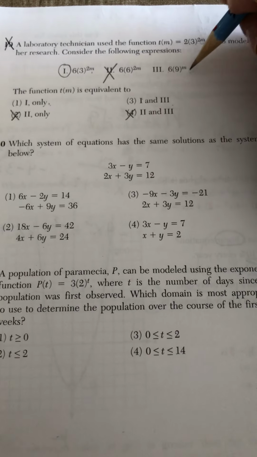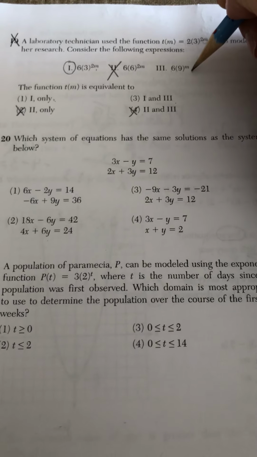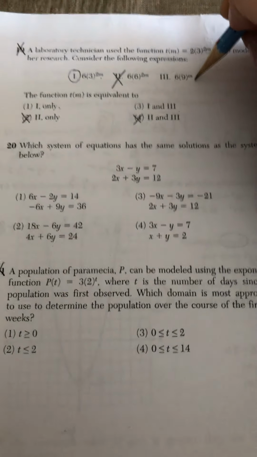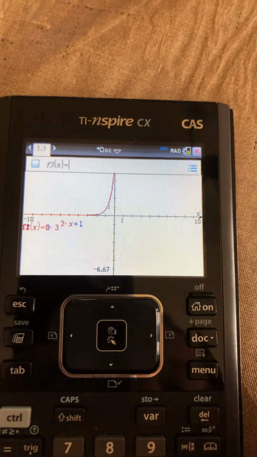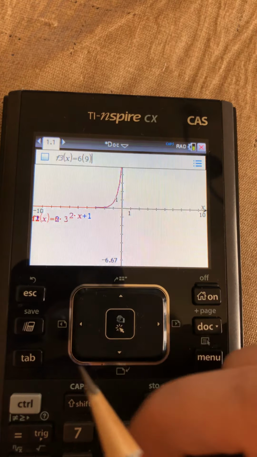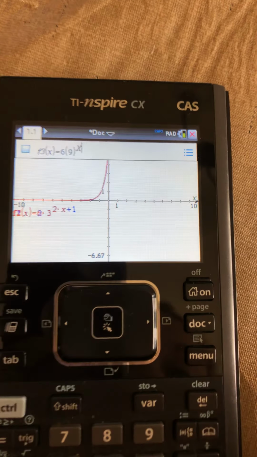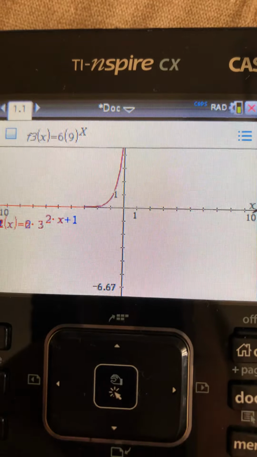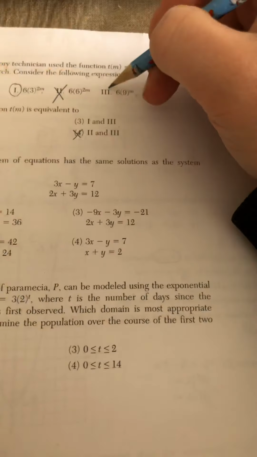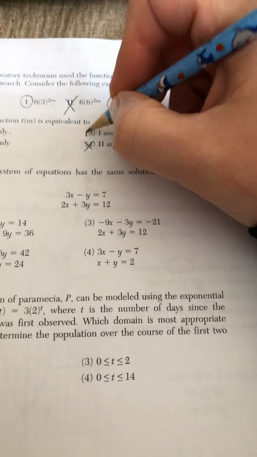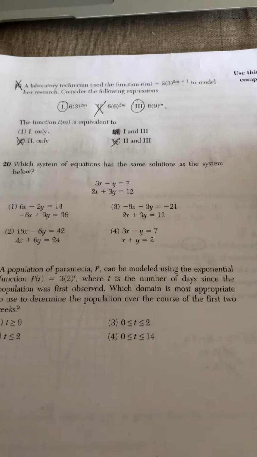So now I'm going to type in this one, and I'm going to see if this one falls on top and is the same graph. So I'm going to hit tab, bring that entry line back up, and it's 6 times 9 to the, and I got to change that to an x, 6 times 9 to the x. Let's see, does it fall on top of the same graph or does it not? Yes, it does. So this one also matches. So my answer is choice 3, 1 and 3. Okay, that's how I would do that one.